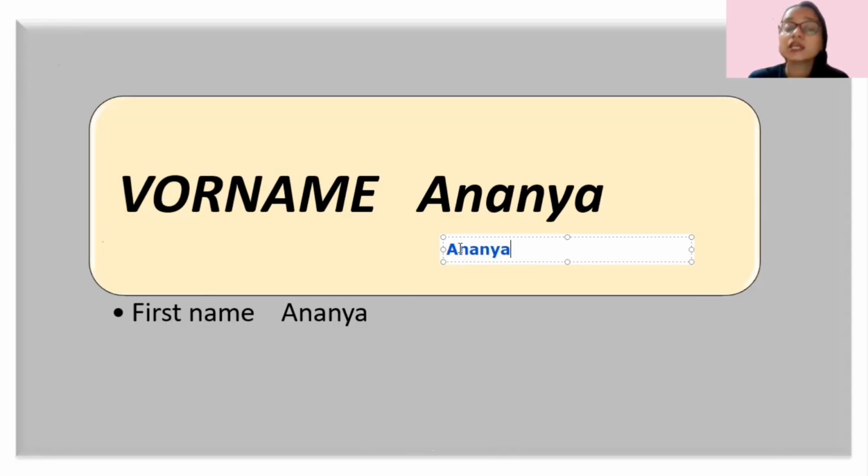So basically you will only take the pronunciation of the alphabets, but the name will be the same. The alphabets will remain the same. You will only take the pronunciation. Right. So this is Ananya.